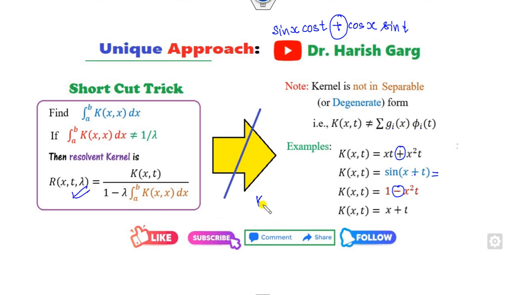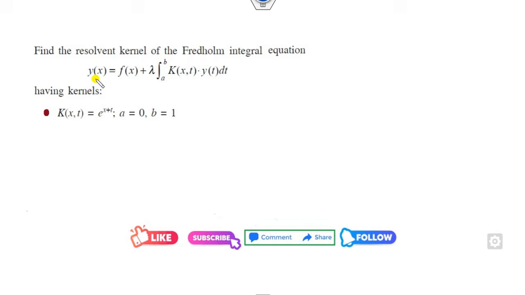However, if your K(x, t) has no plus or minus sign between the factors, you can apply this shortcut trick. How to solve the other case, I will explain in my next lecture, but right now try to learn how to solve this one. So this is the first shortcut trick that I gave you in this lecture.